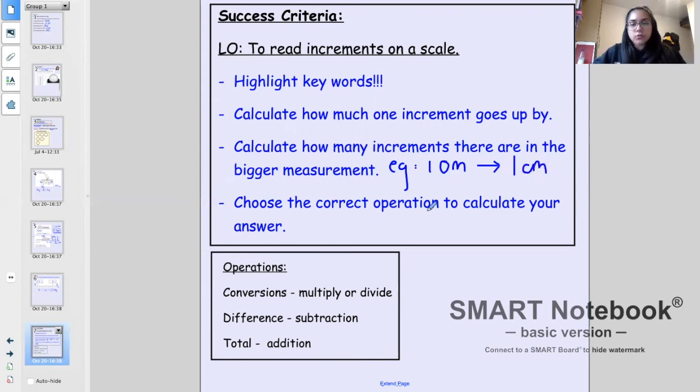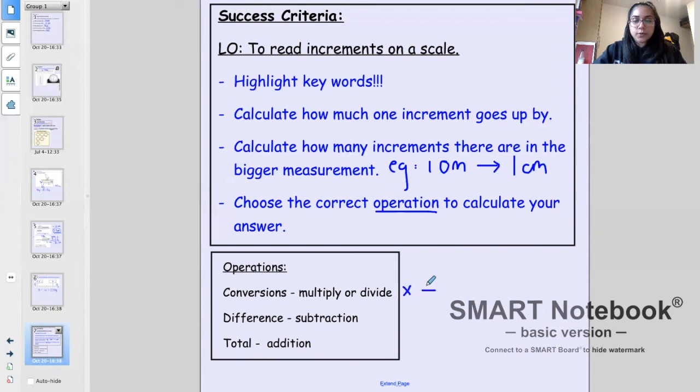And then finally, choose the correct operation to calculate your answer. So you're gonna have a series of questions to answer, and hopefully the success criteria will help you to understand your method in answering these questions. So your operations, just to remind you, if you are doing conversions, you're going to need to multiply or divide. If you're finding a difference, you're subtracting, and if you're finding a total, you're adding. Okay.